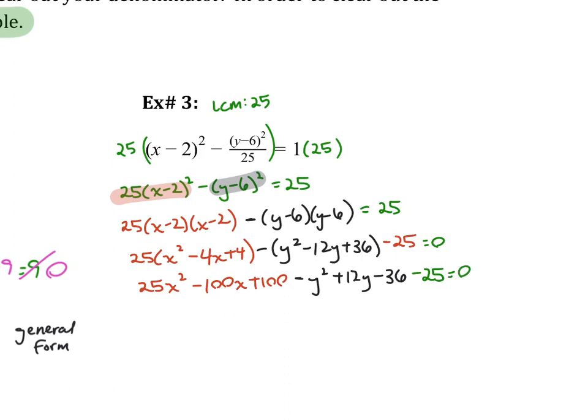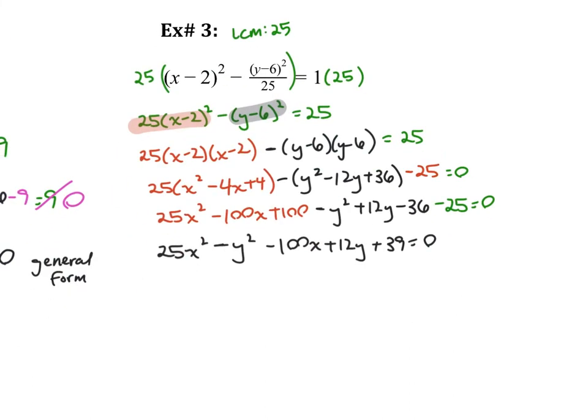My final answer, simplifying it all out, I get 25x squared minus y squared minus 100x plus 12y. And then I have 36 and 25. Combining those, that gives me a negative 61. 100 minus 61 is a positive 39 equals 0. My A is 25. My B is negative 1. So this tells me I have a hyperbola.